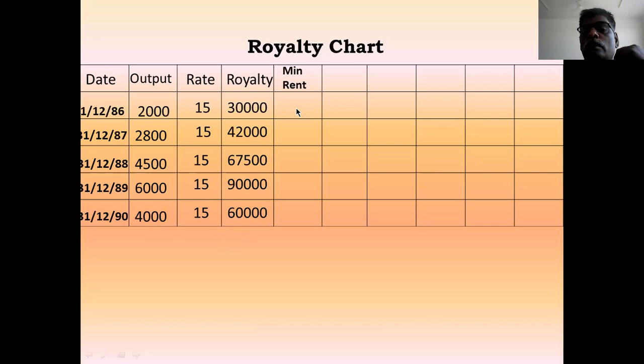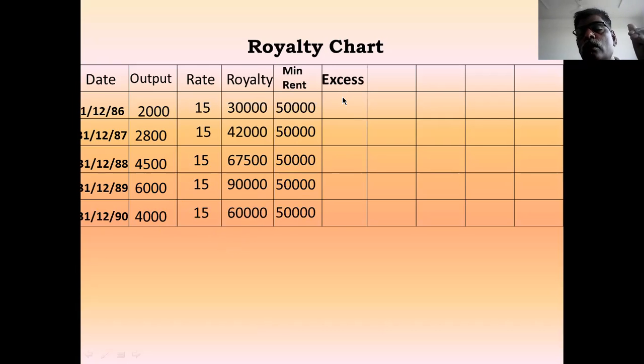Then minimum rent per annum is 50,000. First year 50,000, second year 50,000, third year 50,000, fourth year 50,000, fifth year 50,000 minimum rent. Then I will calculate the excess first, then calculate the short working. First year no excess, second year no excess, third year there is an excess of 17,500, that is 67,500 minus 50,000. Next, here 40,000 is excess. Here 10,000 is excess. This is the excess amount.